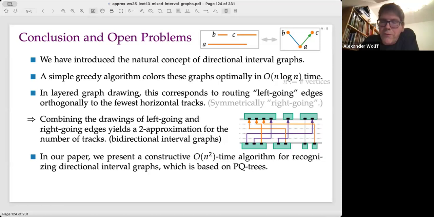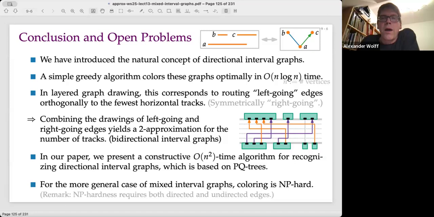And what I have not shown you is a quadratic time algorithm for recognizing such directional interval graphs. That algorithm is based on PQ trees. And we also showed that if the directions of my edges don't come from this geometric limitation, then the coloring problem actually becomes NP-hard.